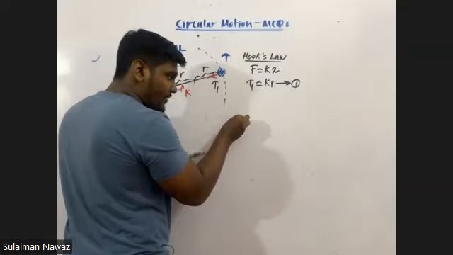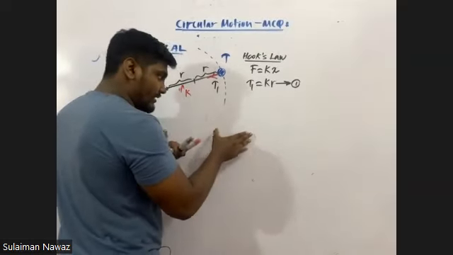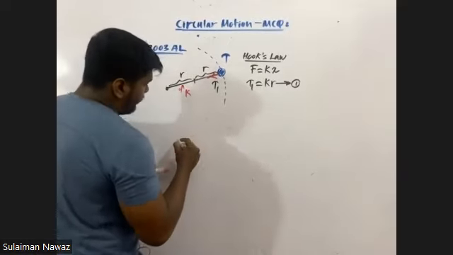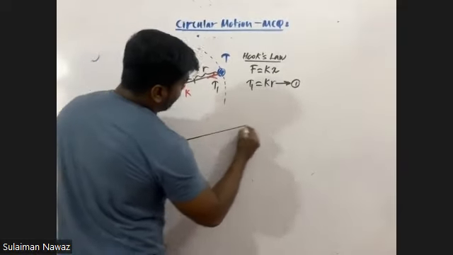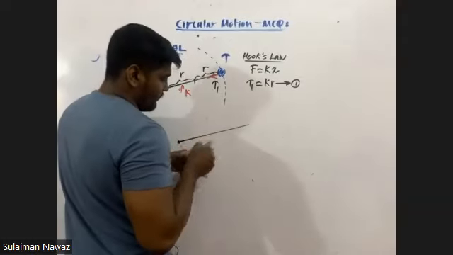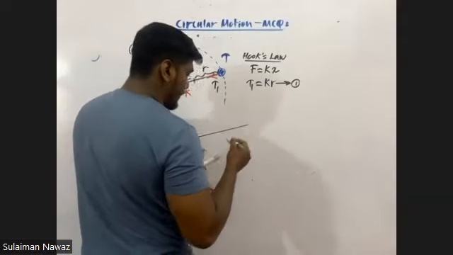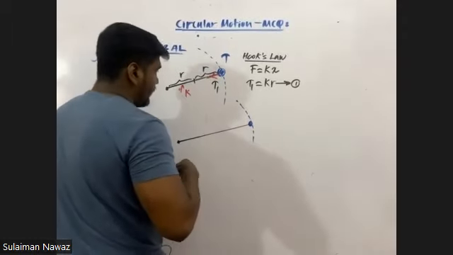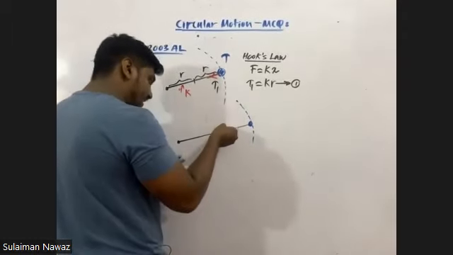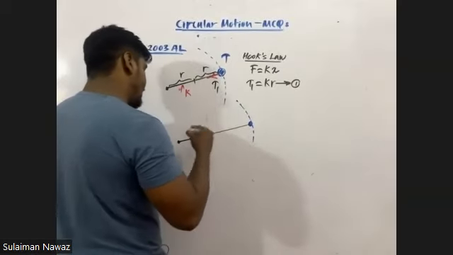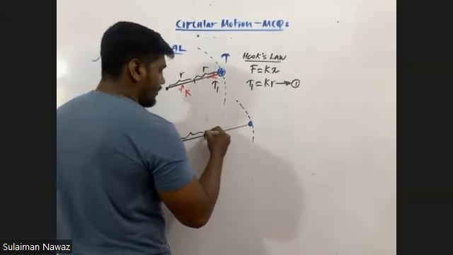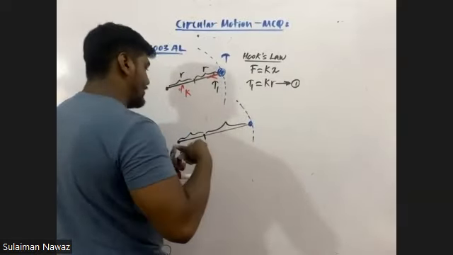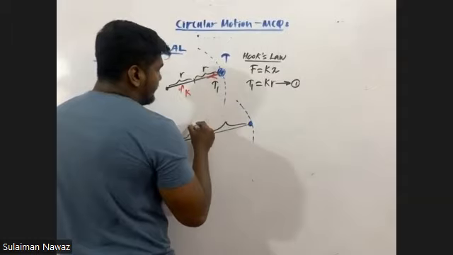Now they are asking for the new time period. They mentioned that the radius of the circular path is now 3r. Then what is the extension? What is the increase in length? The natural length is r. What is the extension? The extension is 2r.